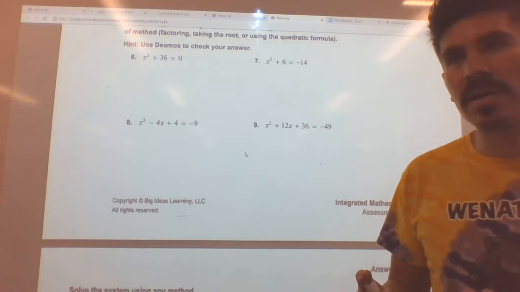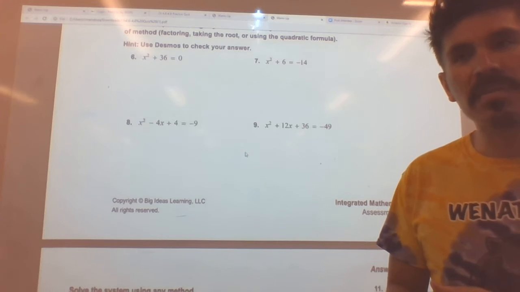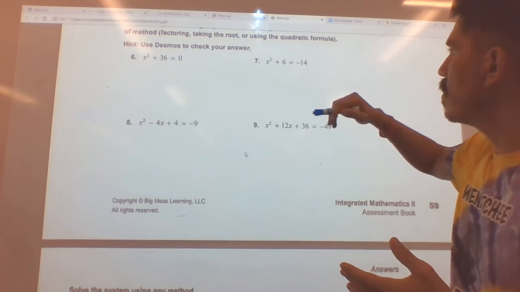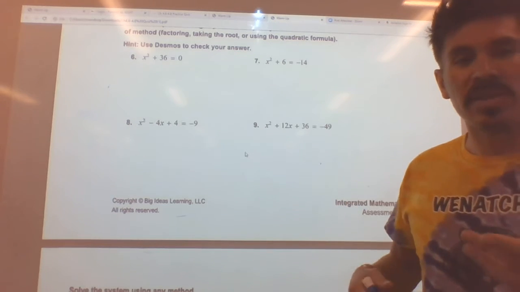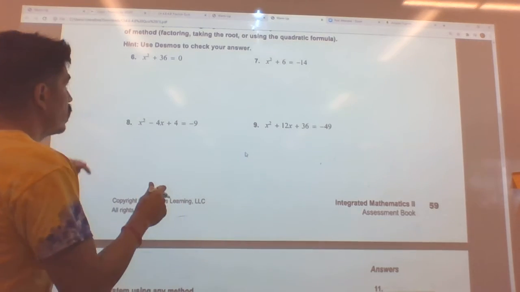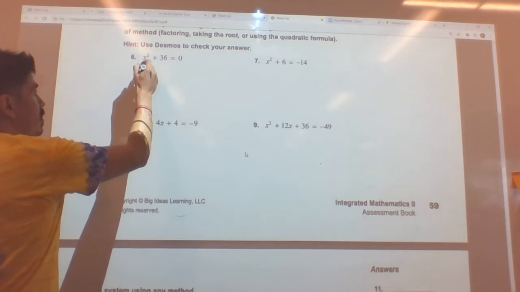So we have those things, and quadratic formula. Anyways, we're going to choose one of these methods to do this, and we're going to justify why we use that method. Number 6, we're going to use taking the root because we just have x squared.